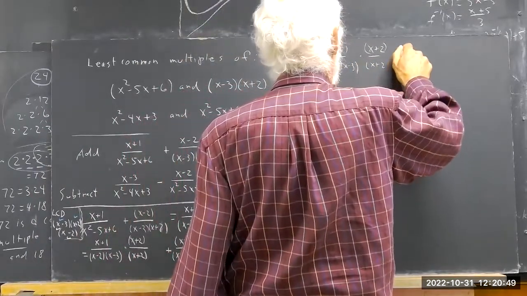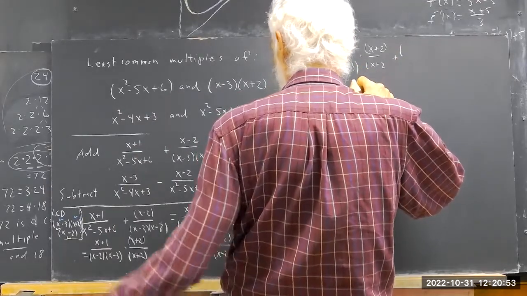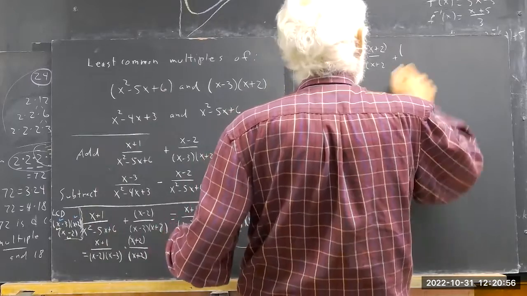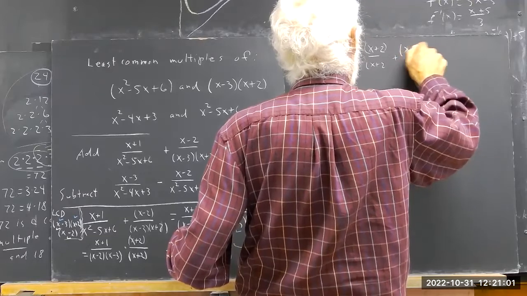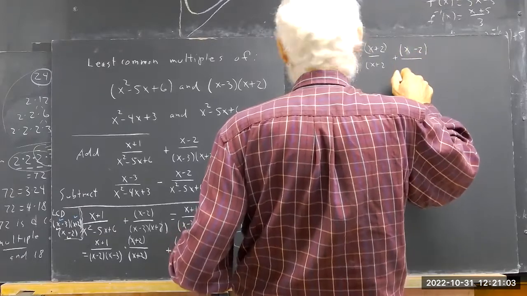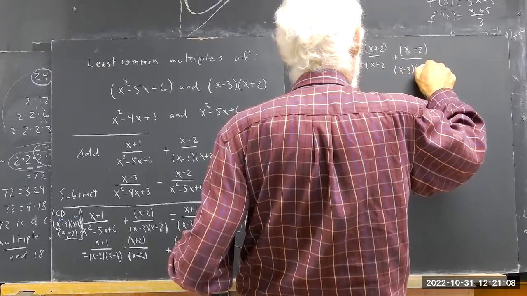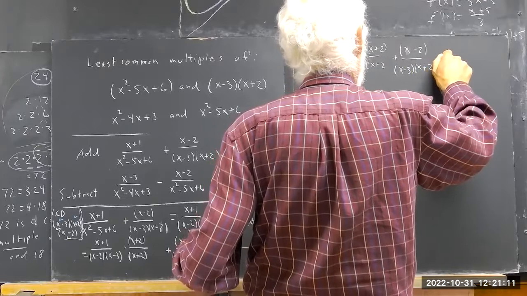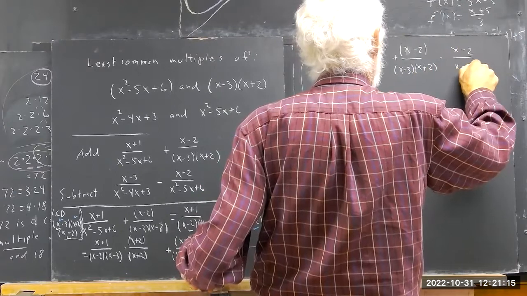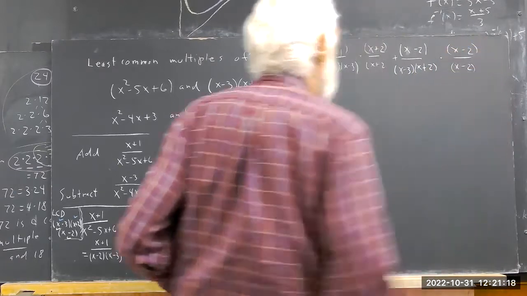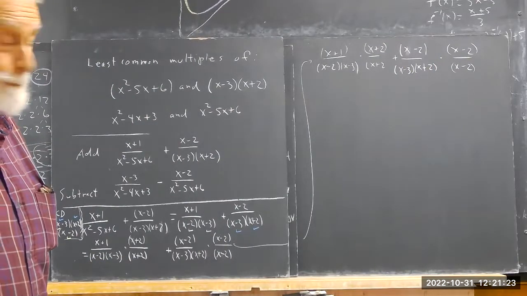And then we have plus, and by the way, (x minus 2) over (x minus 3)(x plus 2), multiplied by (x minus 2) over (x minus 2). Okay, being careful. I think that's what we got down here. Okay.